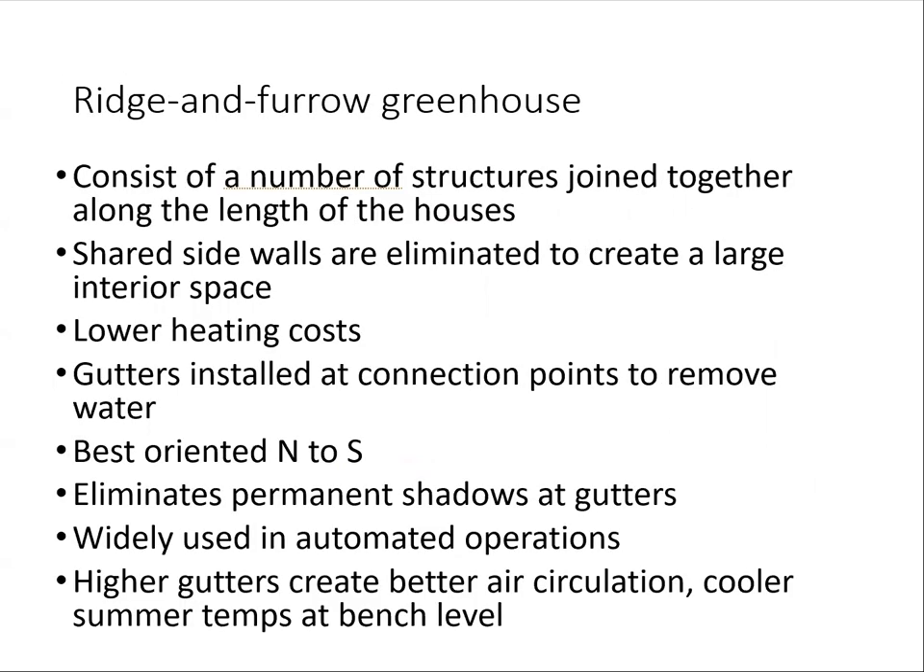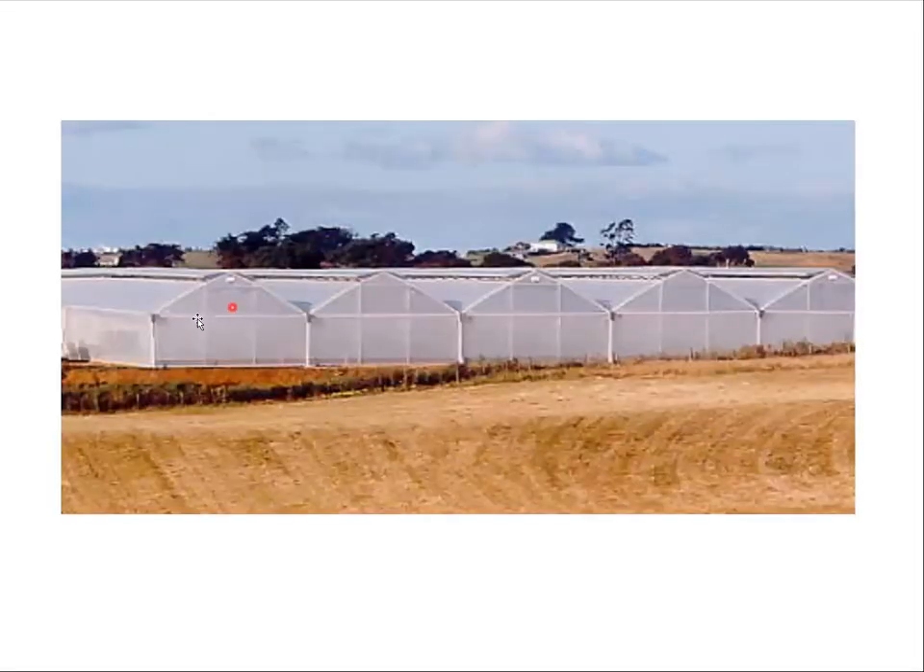Ridge and furrow greenhouses, and I'm going to zip over to this. This is a ridge and furrow. There's just a little too much to say here, so I didn't put the picture on it. Essentially it's a number of greenhouse structures that are joined together along the length of the houses. If we consider this a single house here, the short portion, or the gabled end of it, is not the attached part. It's the long wall, the long leg of the rectangle, that is the shared portion.